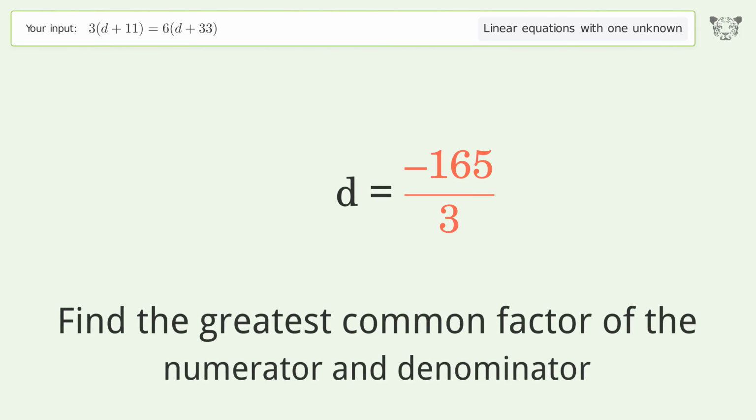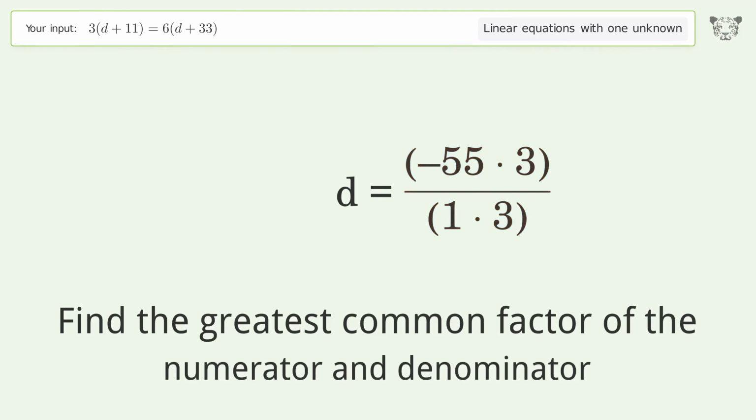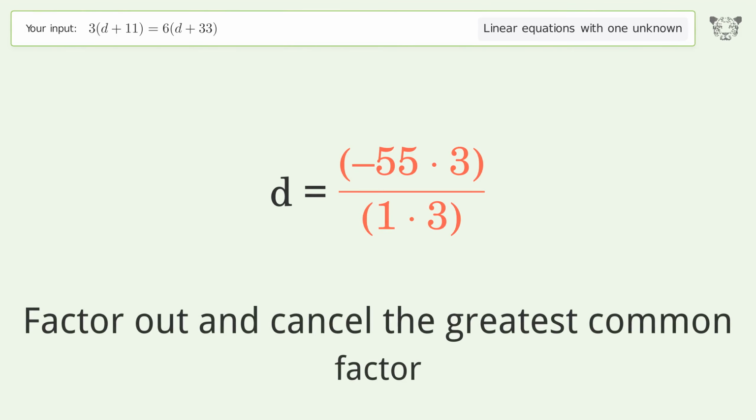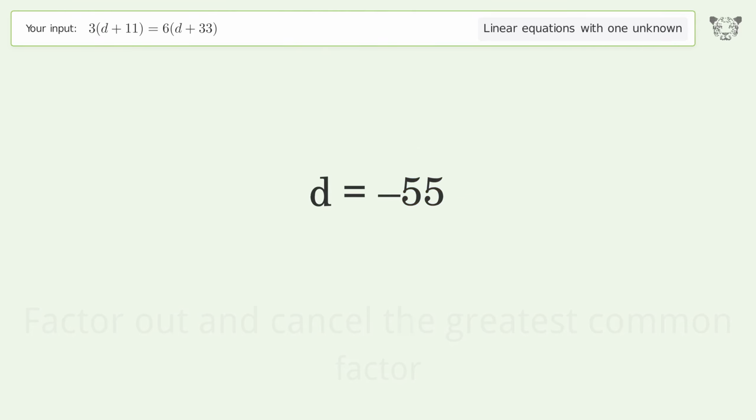Find the greatest common factor of the numerator and denominator. Factor out and cancel the greatest common factor. And so the final result is d equals -55.